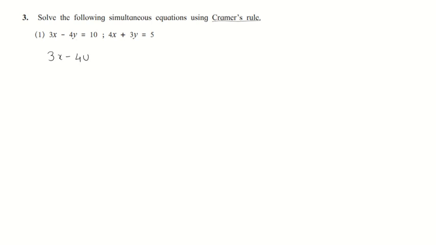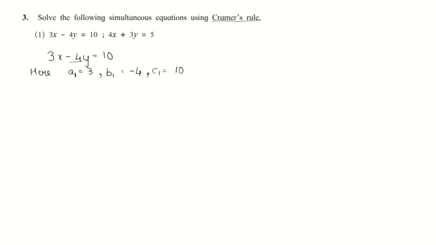3x minus 4y is equal to 10, where a1 is equal to 3, b1 is equal to minus 4, and c1 is equal to 10.